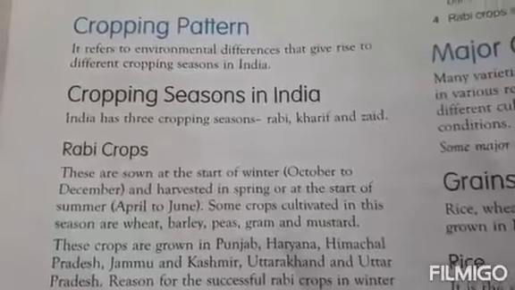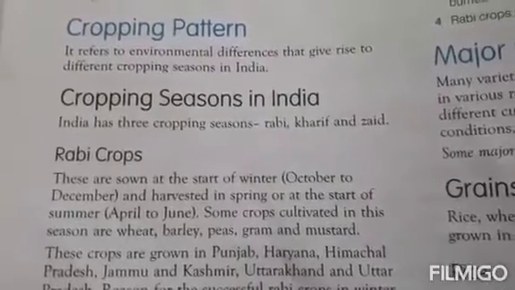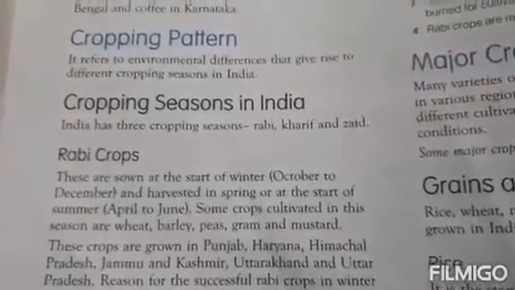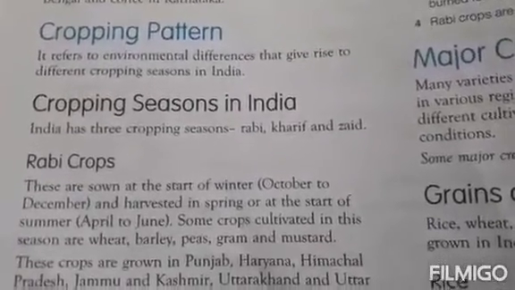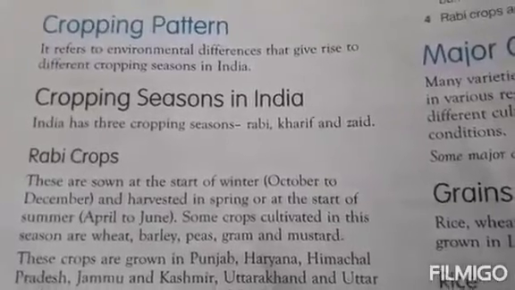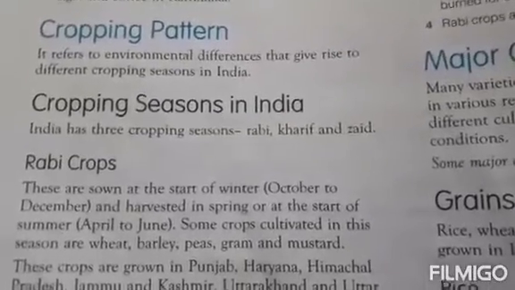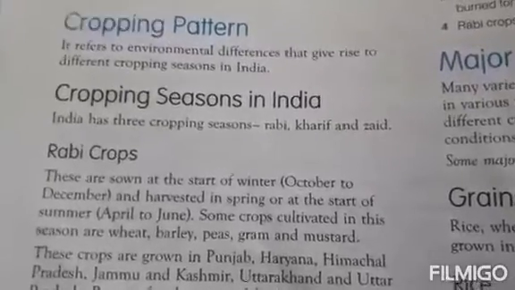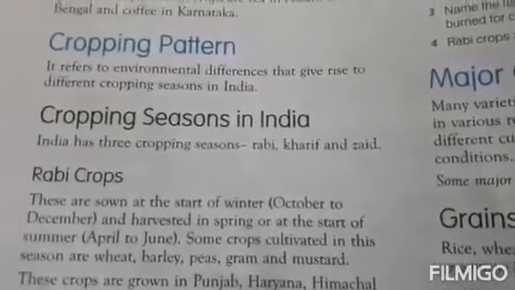Next topic is cropping pattern. It refers to the environmental difference that gave rise to different cropping seasons in India. Due to the different types of climates in India, there is an environmental difference, and with that, different types of crops are grown in India in different seasons. India has three cropping seasons, that is Rabi season, Kharif season, and Zaid season.